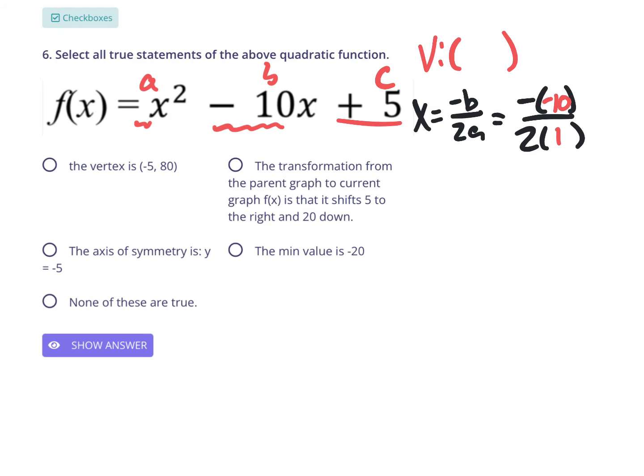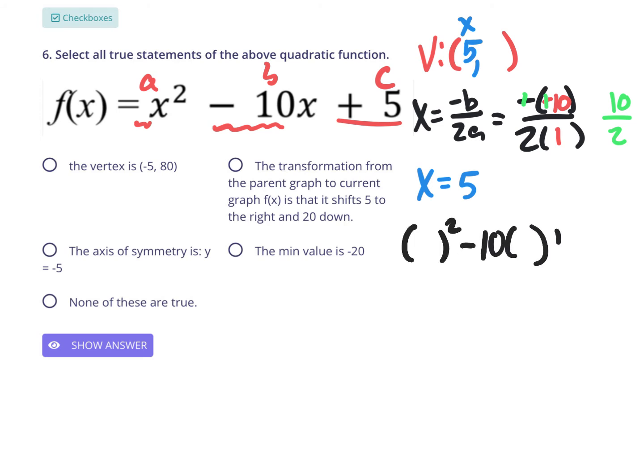So when we have a minus 10, we really have a plus 10. 2 times 1 is 2. So we should know that the x value is 10 divided by 2, which is 5. So the x value of our vertex is 5. Anytime you have an x and you want the y, simply plug in your x into the x's, do the math, and it'll say y equals whatever your answer is, and you'll have the y value of your vertex. So let's rewrite that standard form quadratic trinomial, x squared minus 10x plus 5, and let's plug in the x value of 5 into those parentheses, and let's do the math.